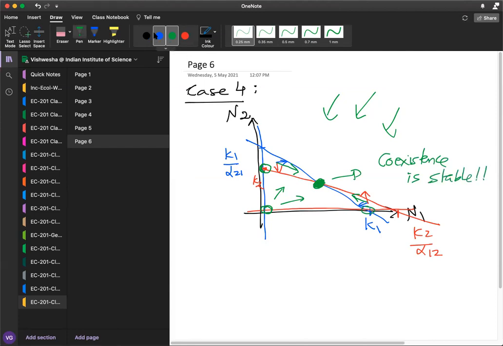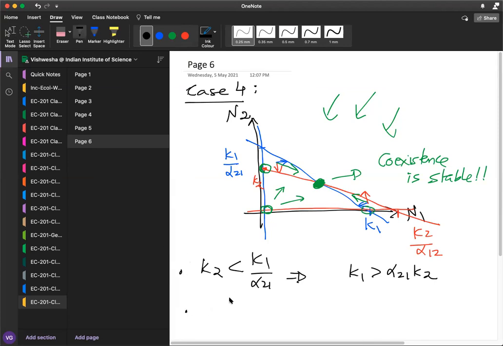Okay, and what are the conditions for this? The condition is K2 is less than K1 by alpha 21, which means that K1 is greater than alpha 21 K2. What does this mean? When species 2 is fully on its own, even then species 1 can invade. That's what the first condition means.